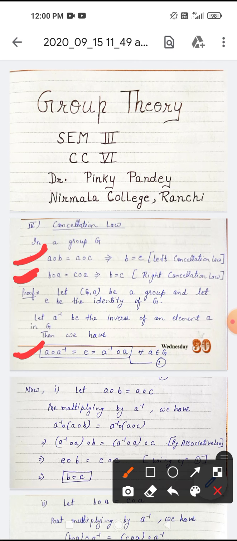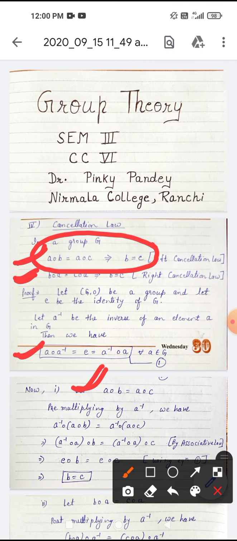Now, our first relation is A operation B is equal to A operation C. This implies B is equal to C. So, we start with taking A operation B is equal to A operation C. Now, if we pre-multiply this equation by A inverse, we have A inverse operation A operation B is equal to A inverse operation A operation C.